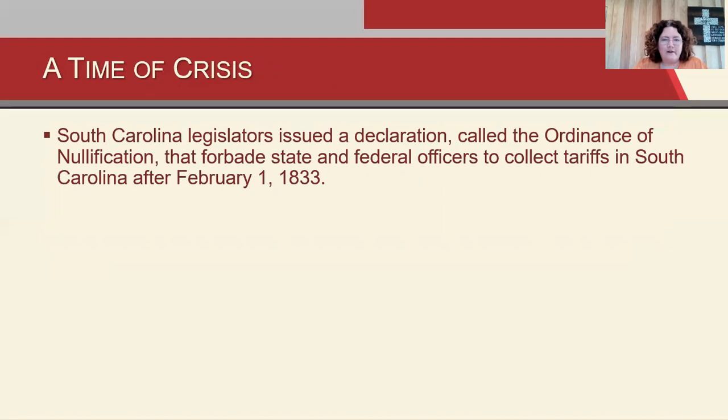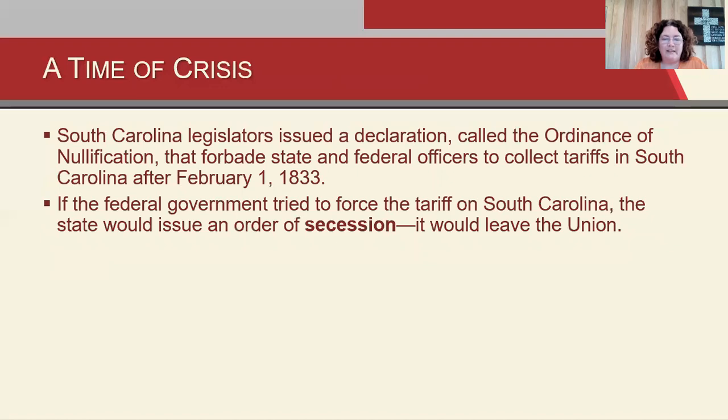South Carolina legislature issued a declaration called the Ordinance of Nullification that forbade state and federal officers to collect tariffs in South Carolina after February 1st, 1833. If the federal government tried to force the tariff on South Carolina, the state would issue an order of secession, meaning it would leave the Union.